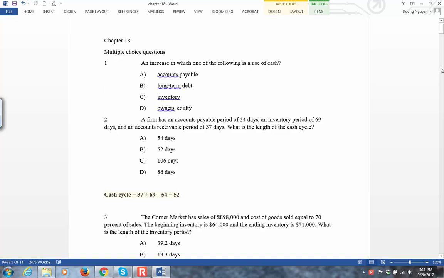Hello, so this is chapter 18. Question number 2, calculate the cash cycle. The cash cycle is basically equal to the account receivable period plus inventory period minus account payable period. So it is 37 plus 69 minus 54, and it is 52.